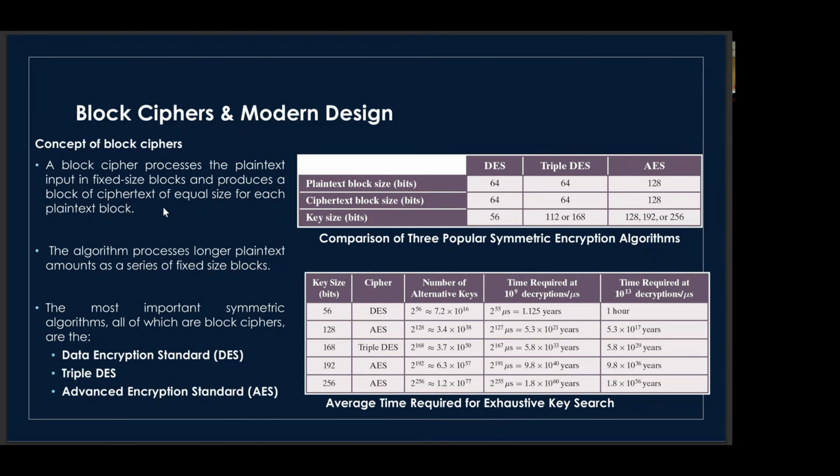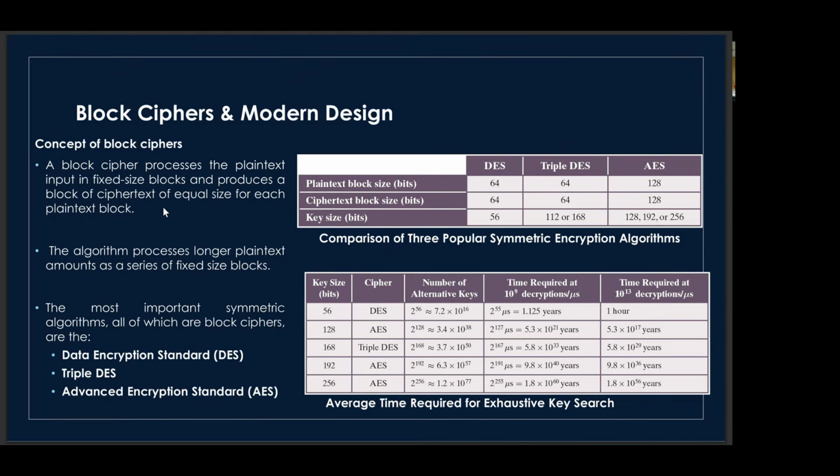You can see here the most important symmetric algorithms of all, which are block ciphers nowadays. For example, DES, triple DES, and Advanced Encryption Standard. For your information, before AES was accepted for worldwide industry use, DES was the prior one. Then they introduced triple DES, and then they found that triple DES is not secure enough, so that's why they found another solution, AES. So this is the story.